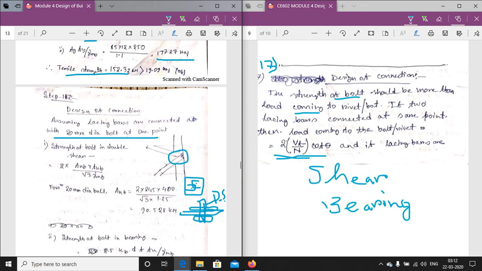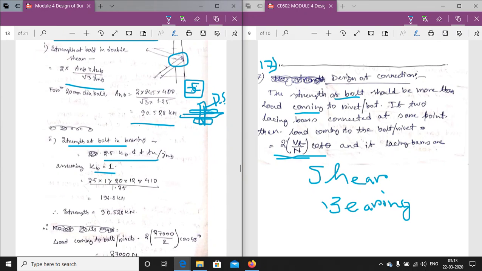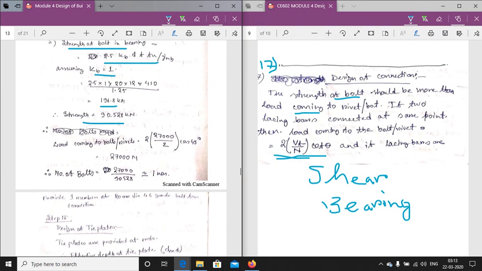Always in the shear in the bolt design we have discussed that. So the strength of the bolt in double shear for a 20 mm diameter bolt is this value. Strength of the bolt in bearing, this is the formula. Now kb is the least of some values, that is p0, we have the pitch, and we have to calculate the edge distance. We are not going to that much detail, we are taking kb equal to 1. This is the maximum value we can take, so kb is equal to 1, so we get 196.8. So the strength of the bolt is equal to 90.528.